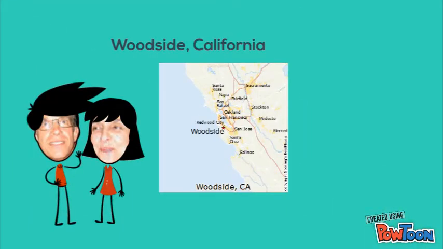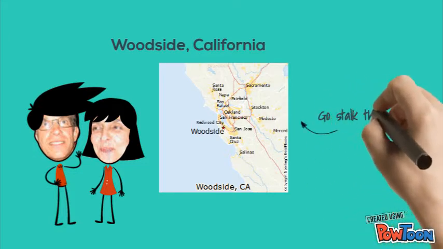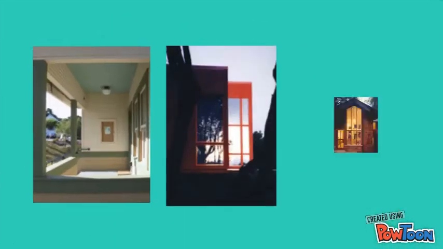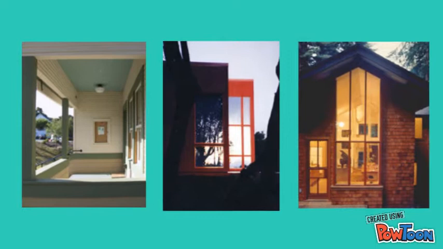And if you would like to stalk Steve and his wife Thalia, they now own their own architecture firm in Woodside, California, and have designed awesome buildings like these.